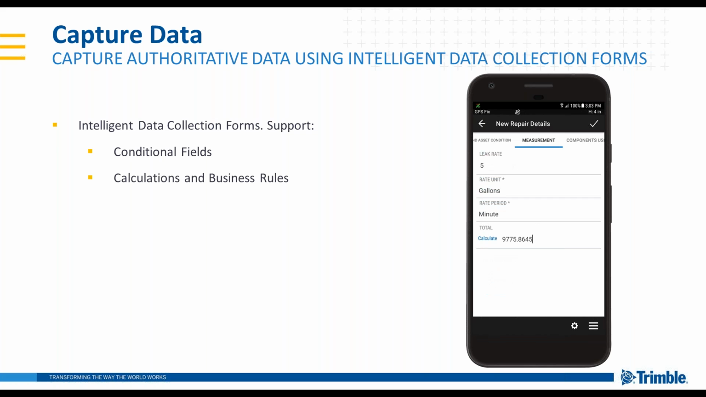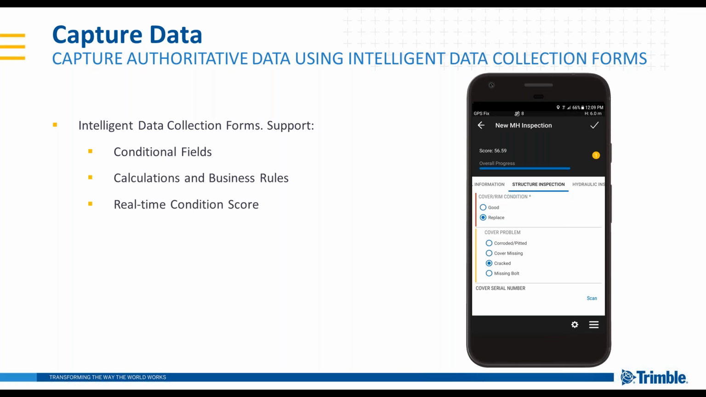Forms can include calculations and business rules to calculate various things, including water loss in this example. Be able to see in real time the condition score as the technicians are answering the questions associated to the condition assessment. For example, the score of that asset is being populated, and any issues will be highlighted and color-coded as well.